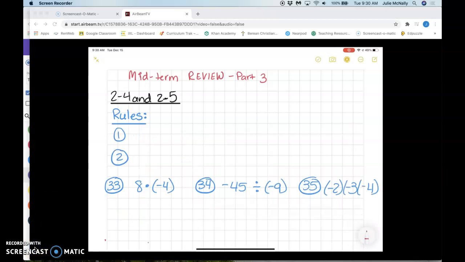Okay, so now we're on to multiplying and dividing integers, and we have some different rules for that. One negative or an odd number of negatives equals what kind of answer?